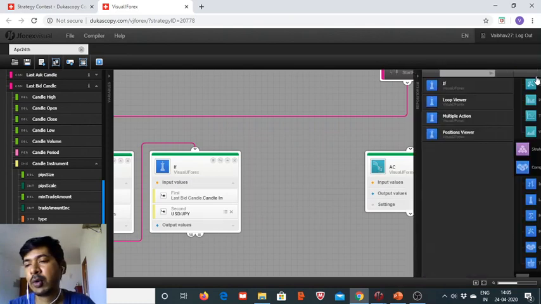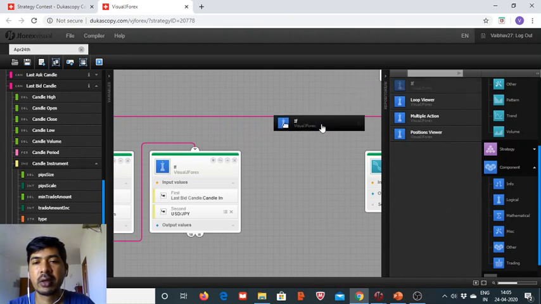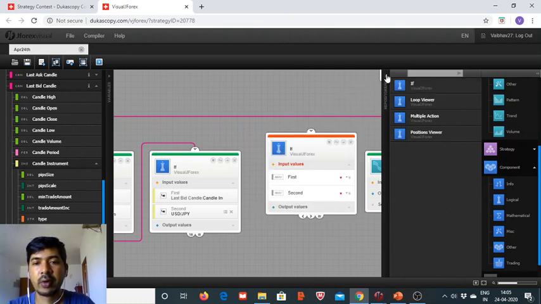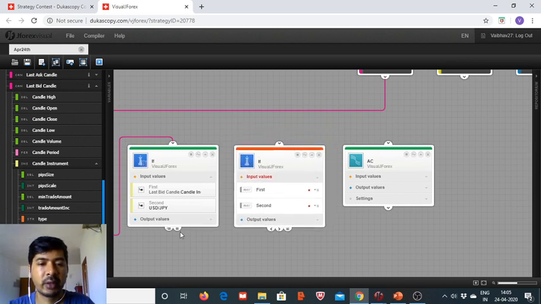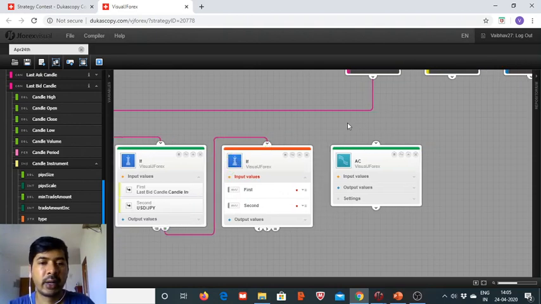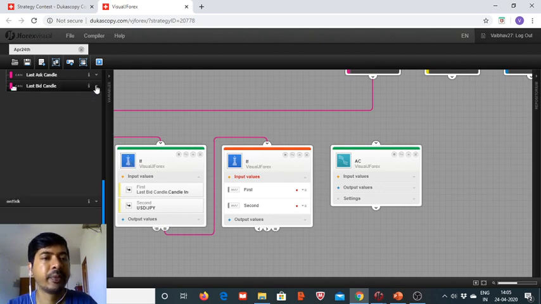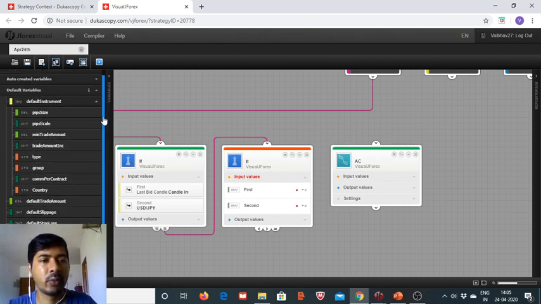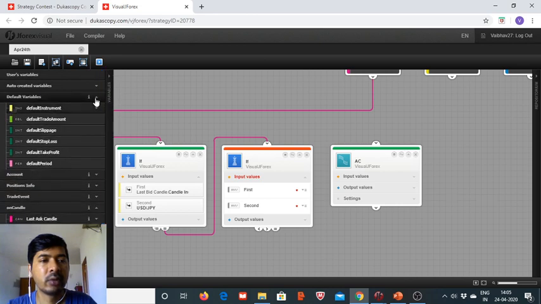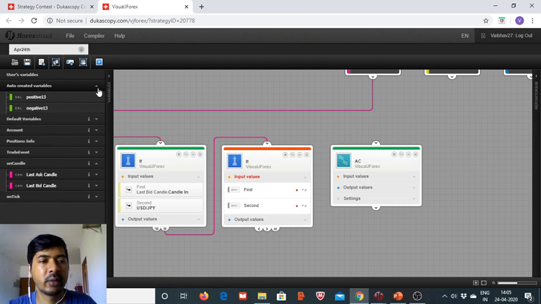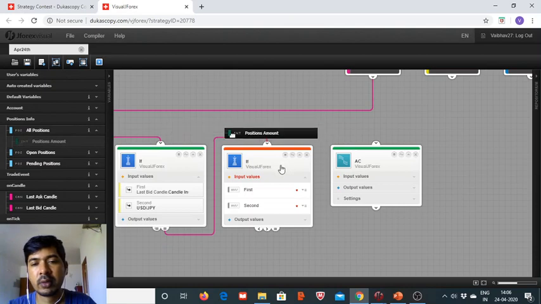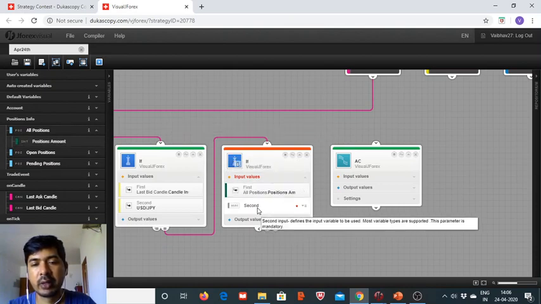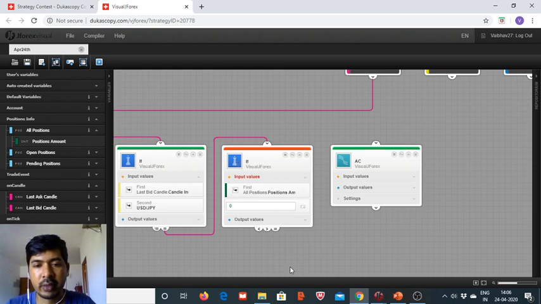Now we look at the position amount. Again we need to take an if block, and here again we see that it is meeting the criteria, and we go for position amount. We will look at all position amount, and comes the position amount. Position amount should be at 0. So here we go.